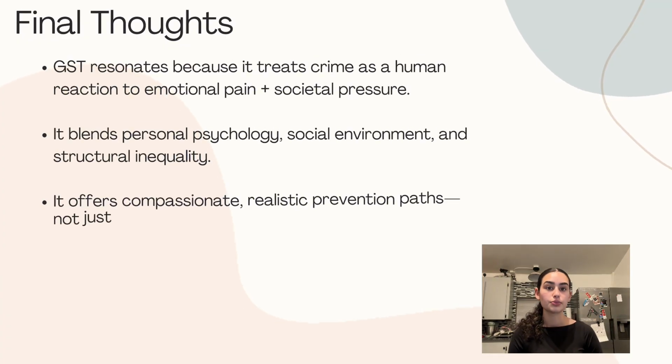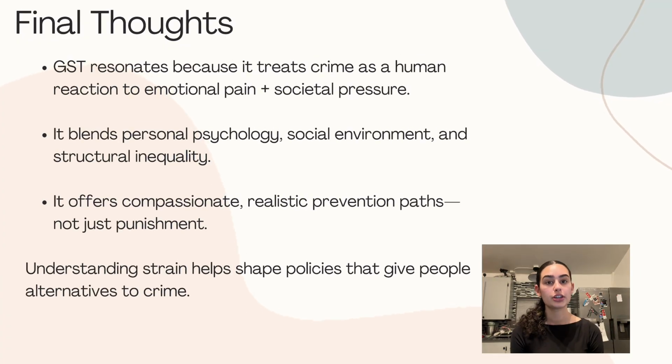Final thoughts. General strain theory stands out to me because it treats crime as a human response to real pressures, not just a personal failure. It considers emotion, environment, and inequality, which makes it a comprehensive explanation for many types of crime. And most importantly, it points towards solutions that address the root causes of criminal behavior. Understanding strain helps us create a society where people have healthier ways to cope and fewer reasons to turn to crime.